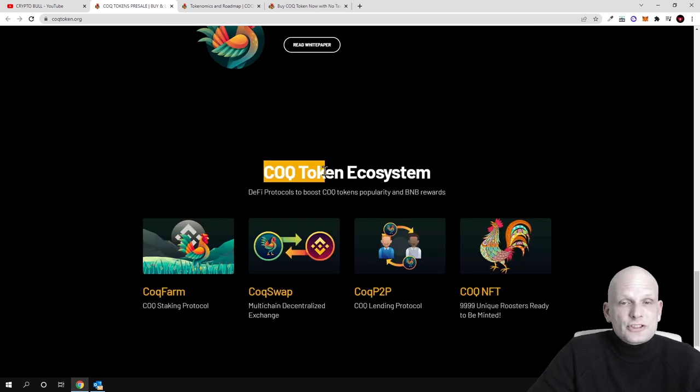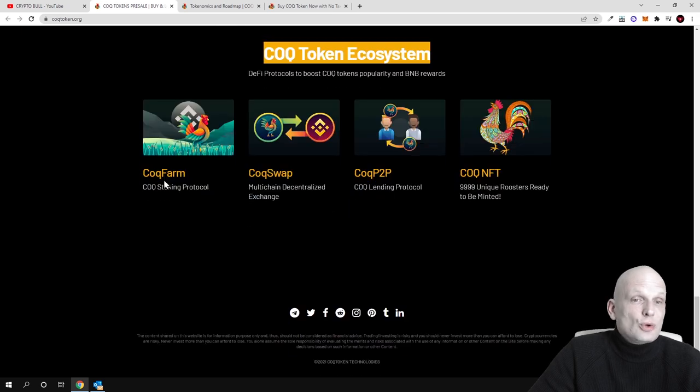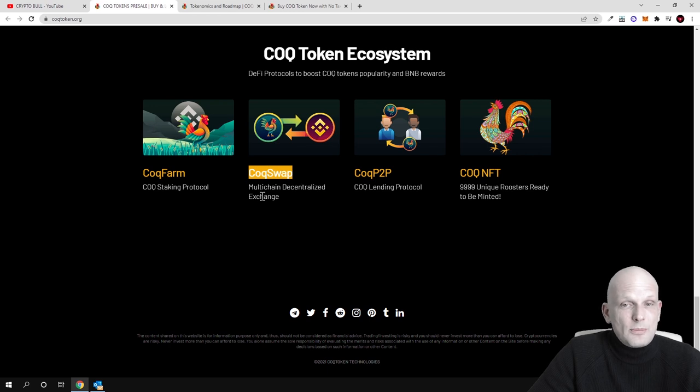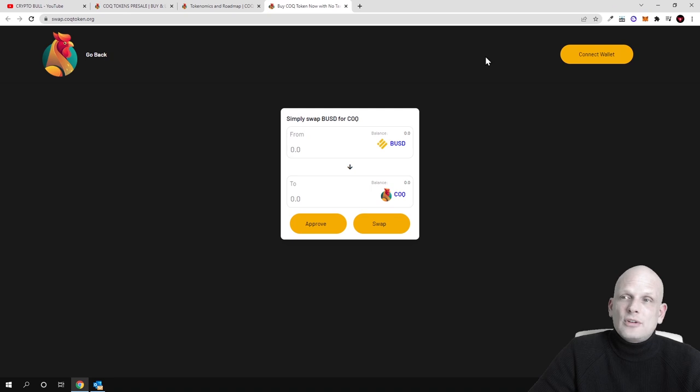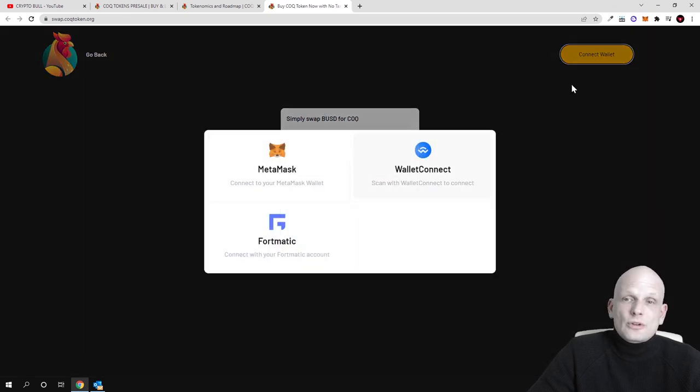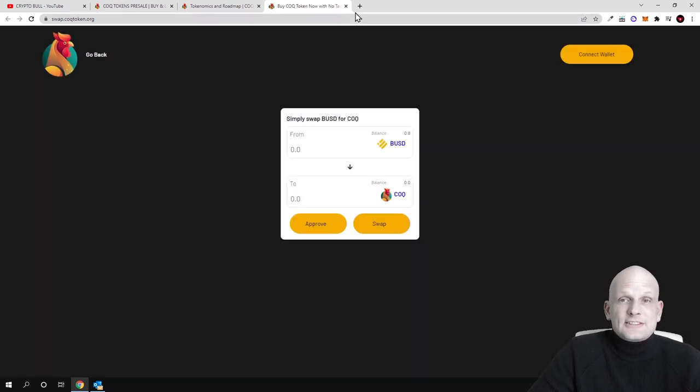Here are more features of the COQ token ecosystem. As you see, COQ Farm, there will be a COQ Farm staking protocol where you are able to stake COQ tokens and make profits, and COQ Swap, a multi-chain decentralized exchange, guys. This decentralized exchange they have already started, guys. We will have a look at it. Actually, we can go in, you can have a look here at how it looks. All you need to do is connect your MetaMask wallet, and you have to be on Binance Smart Chain if you would be interested to try this out for yourself. However, I will not be getting into it because this is very similar to all other DEXs which are out there, guys.